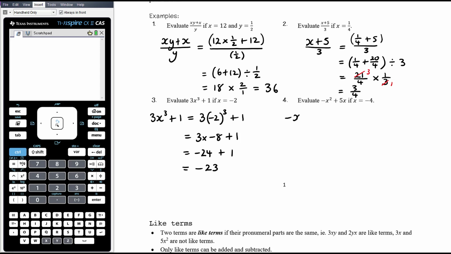So -x squared plus 5x. If x is -4, that's -4 squared plus 5 times -4. Now, I want to be really clear about the fact that these negatives aren't cancelling out. The -4 has to be squared before we worry about this. This is a really common error, okay? When people are dealing with x squared and they substitute a negative into it, often they write -3 squared. And actually that's not correct. It must say this, okay?